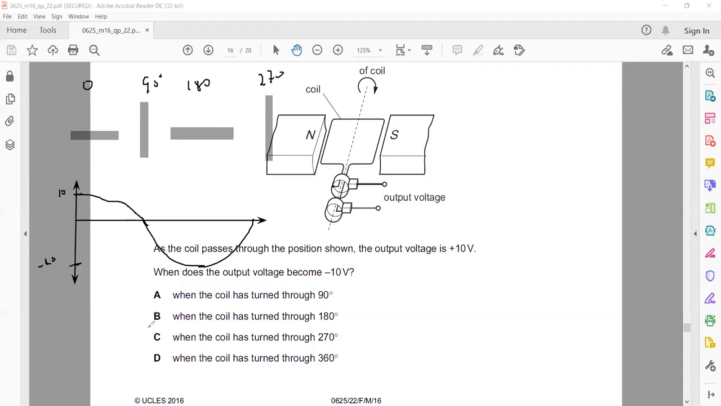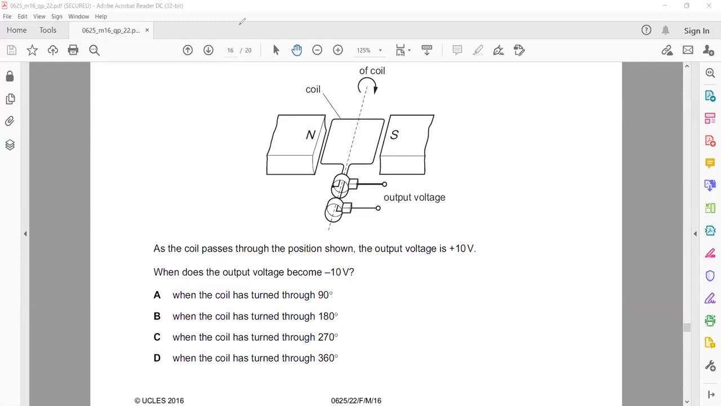So the correct answer: the starting position we consider as 0. So 0 is horizontal, 90 vertical, then 180 horizontal, then 270 vertical, and then at 360 it will be horizontal again. If this was giving plus 10 volts, 90 will be 0 volts, then this will be minus 10 volts, this will be 0, and again it will be plus 10 volts at 360.